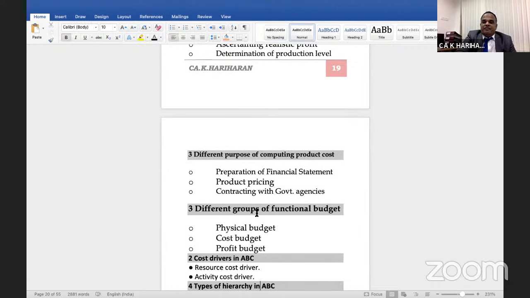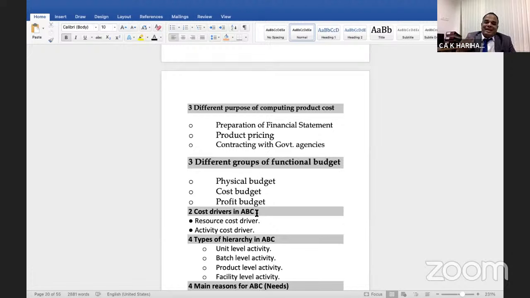Three different groups of functional budget. What are all the functions of the physical budget, cash budget, profit budget? Broadly clustered into physical, cash, profit. You know, sales budget, production budget, raw material usage budget, raw material consumption budget, this all comes into physical budget. It's broadly clustered into physical, cost and profit budget.